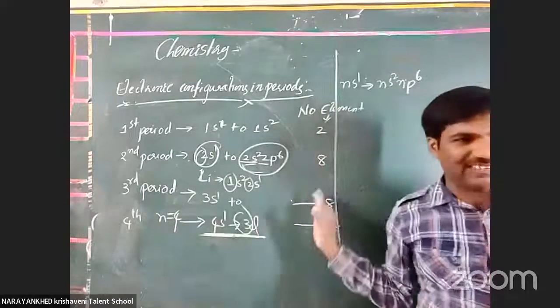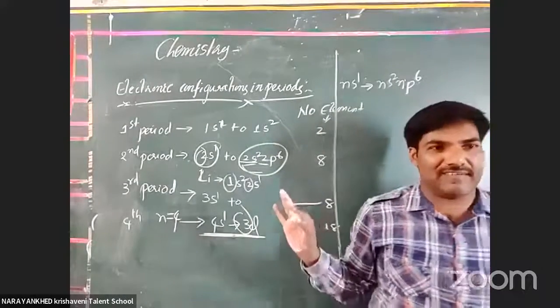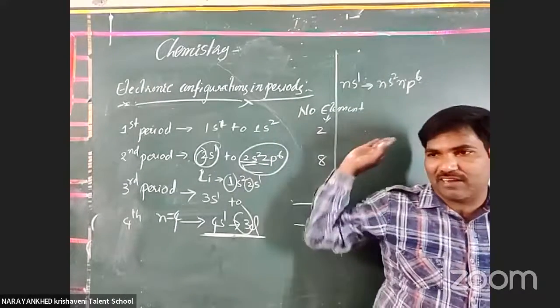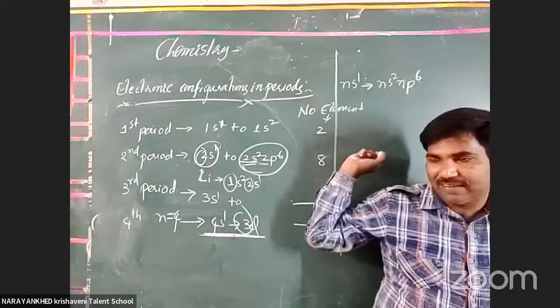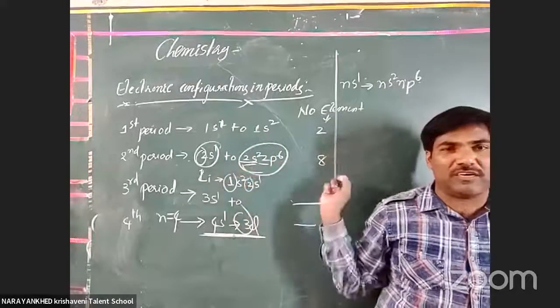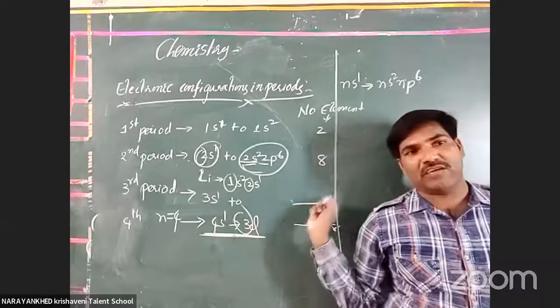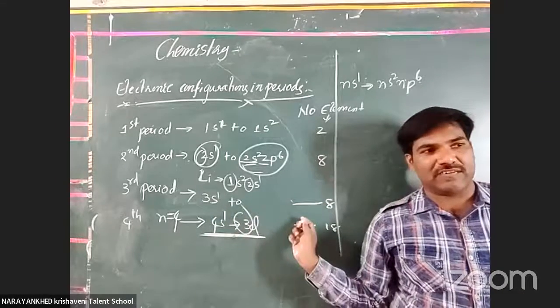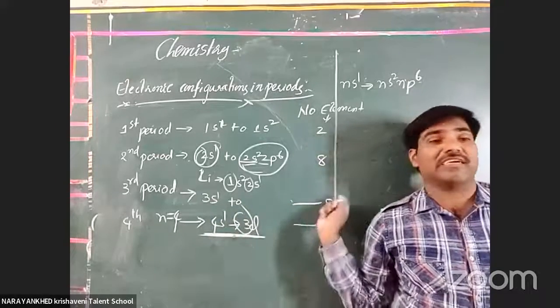Okay, the end element of each period is what? An inert gas. Clear or not? The end of each period is an inert gas. The first period contains helium. The second period contains neon. The third period contains argon. The fourth period contains krypton. The fifth period contains xenon. The sixth period contains radon.